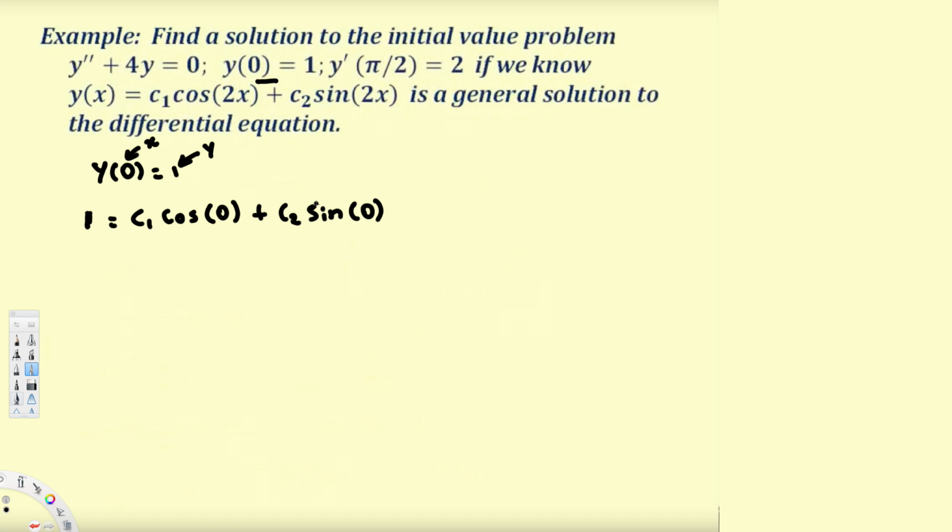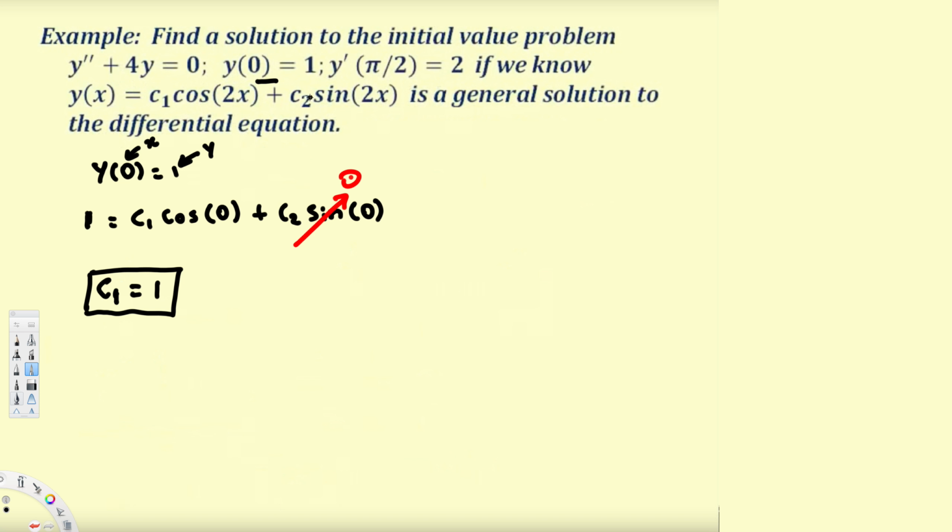So this is sine 0, and we know that sine 0 is 0, so we can get rid of this part right here. This is 0, and cos 0 is 1. So 1 means this c1 is going to be equal to 1, right? Because c1 times 1, that's going to be c1. Therefore c1 is equal to 1. This is our first value, c1.